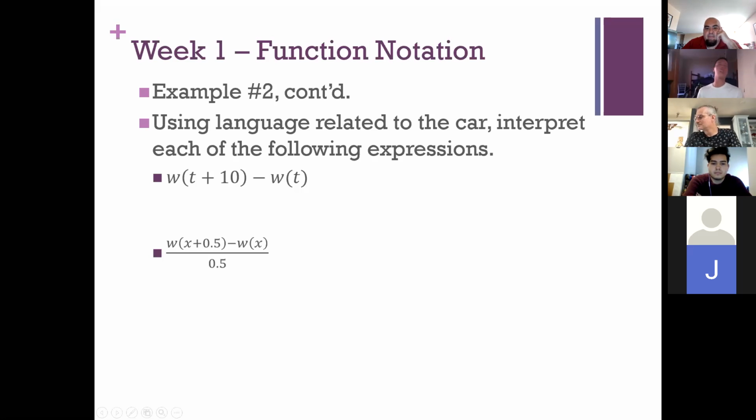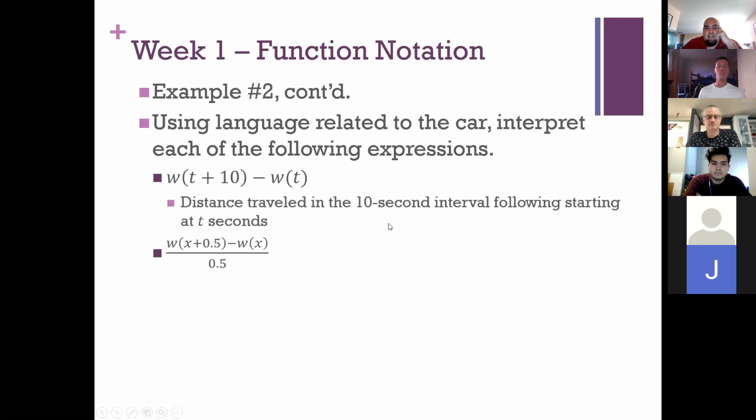Anyone have any disagreements with that? Doesn't seem that way. Yeah, that's absolutely right. So I have the distance traveled in the 10-second interval following starting at 2 seconds. Right, there's another edit that has to happen. So, distance traveled in the 10-second interval starting at 2 seconds. And then this last one, w of x plus 0.5 minus w of x, all divided by 0.5.